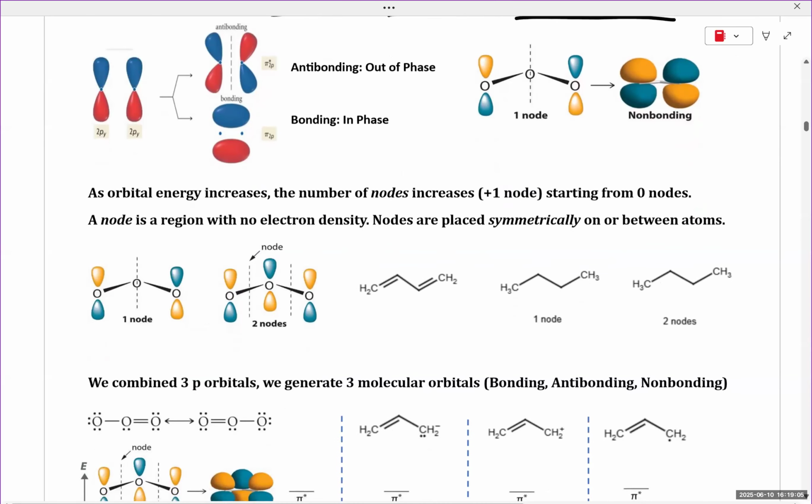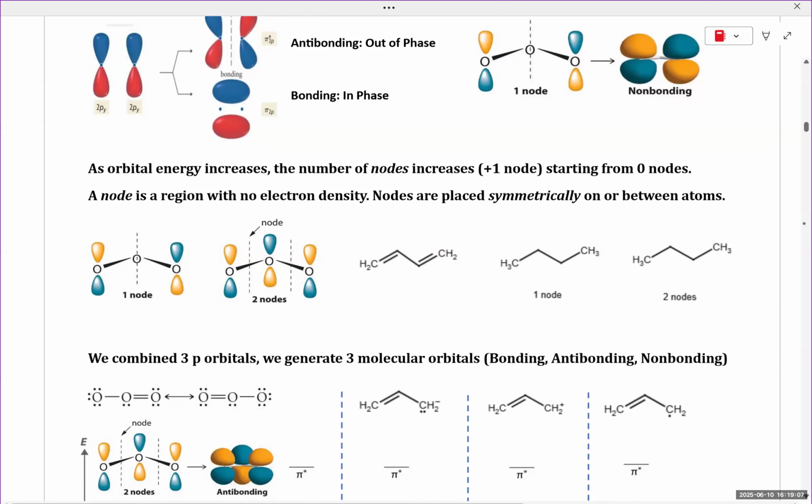In general, one thing that happens is pretty interesting when we look at these conjugated pi systems and these molecular orbitals: as orbital energy increases, the number of nodes increases by one, starting from 0 nodes. So as you go up and up in energy, your number of nodes increases by one. What is a node? As we discussed, a node is a region with no electron density. And generally, nodes are placed symmetrically on or between atoms.